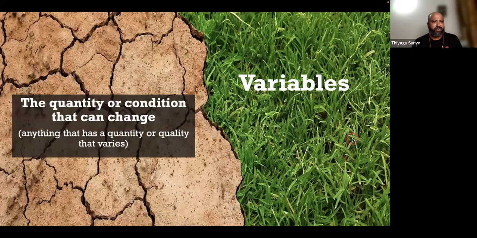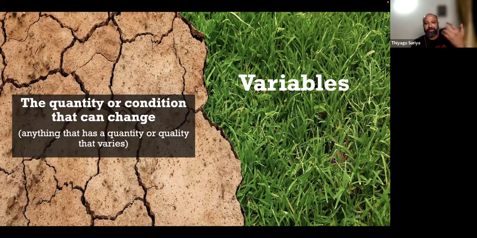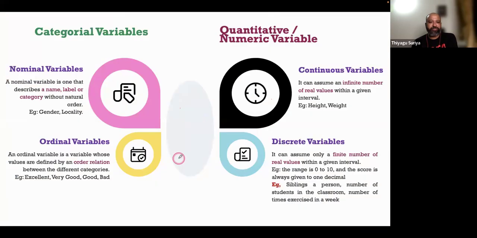Do you know what is called a variable? Anything which is changeable is called a variable. Everything is changeable, but there is a difference: a constant is never changeable, but a variable can change. And in the case of variables, we have different names. I'm going through the names very fast.